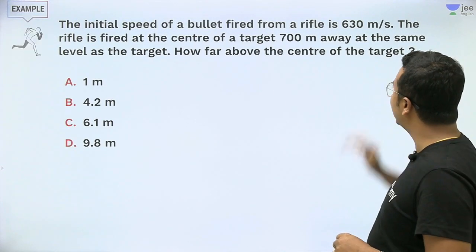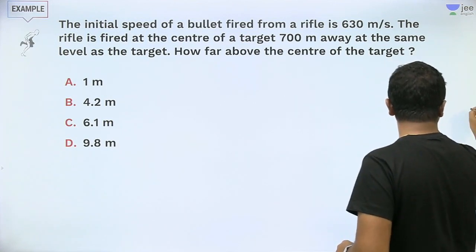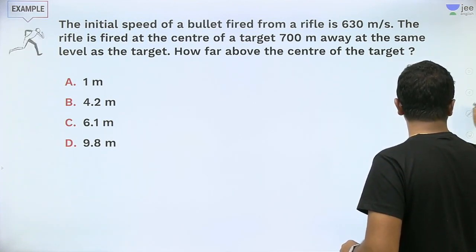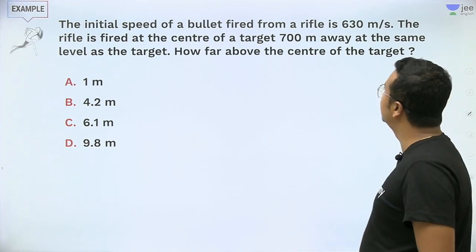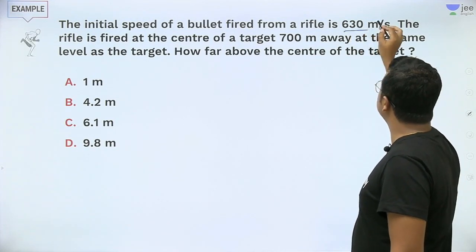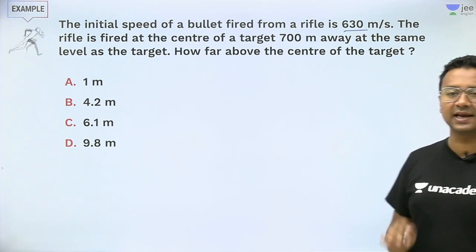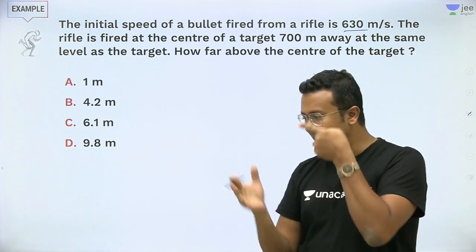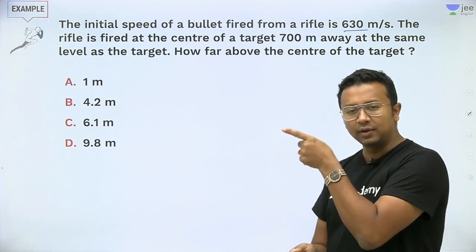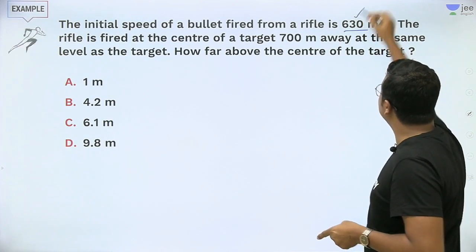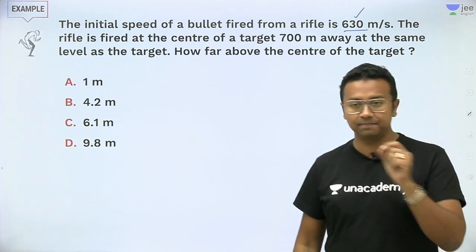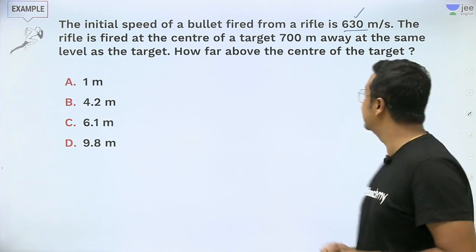Initial speed of a bullet fired from a rifle is basically... so what color do we use? Let me use a blue color. So the initial velocity is 630 meters per second. So this is a bullet. If you fire the bullet, it is going to go out with a velocity of how much? 630 meters per second. Pretty easy to understand.